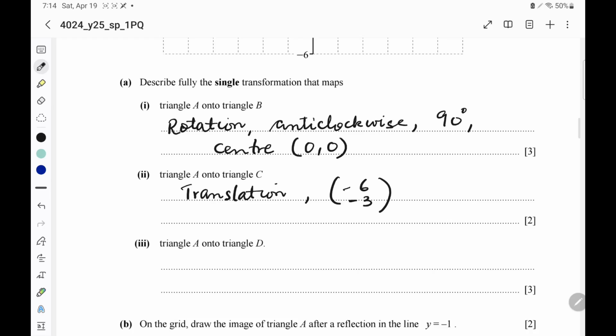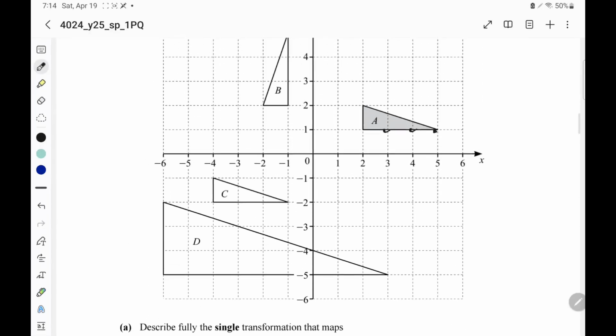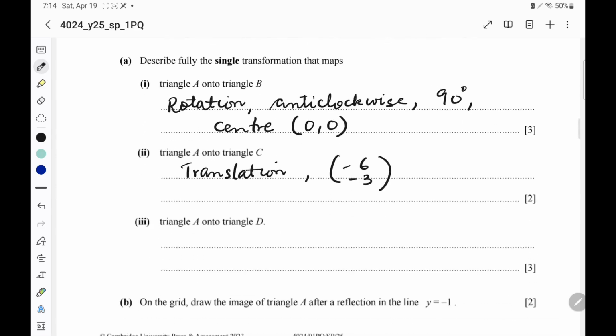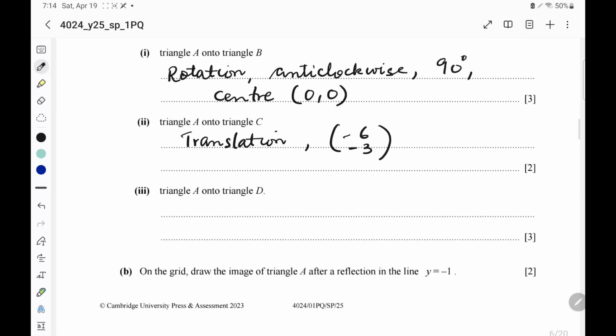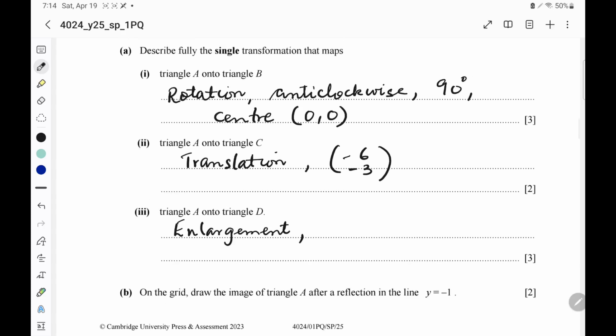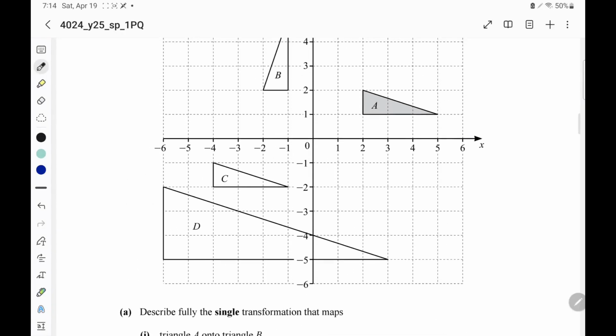Now the third one, triangle A onto triangle D. Obviously it's an enlargement. So first write down it's an enlargement, and then we have to get the center and the scale factor. We'll have to give the scale factor and the center also. Center, how do you get the center?